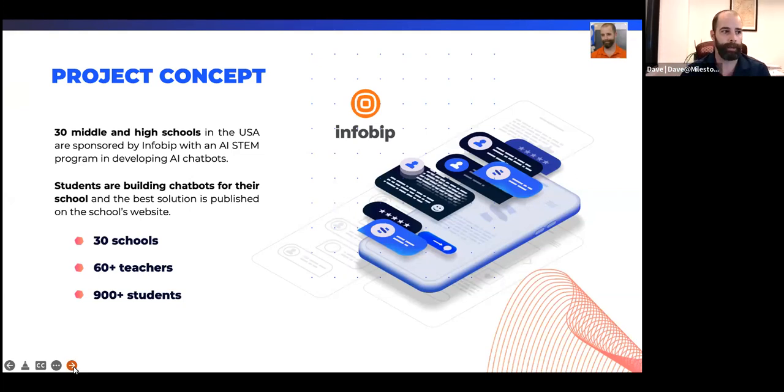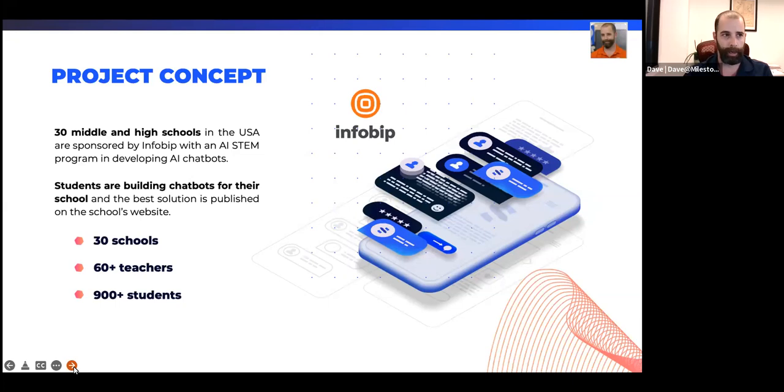We find that students like to make things much more personal. STEMI did the UN Sustainable Goals. We changed the narrative and the focus of the project so that the students are actually building a chatbot for their school website. So it's something that they can actually see implemented on their school website.